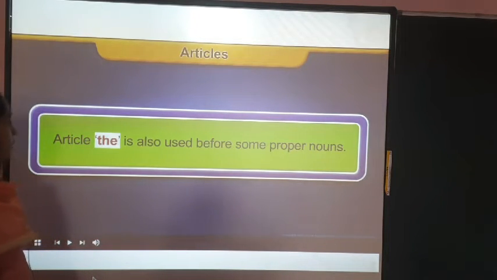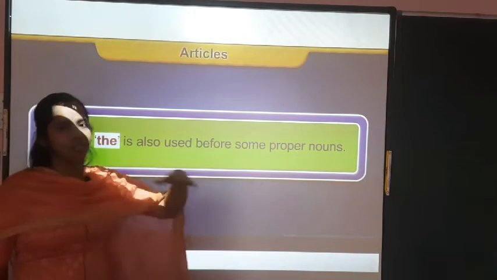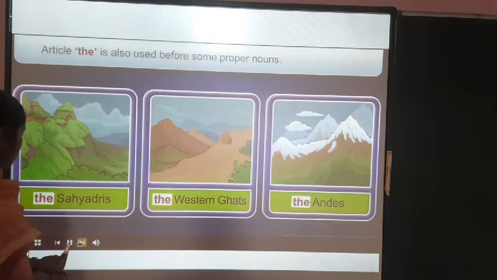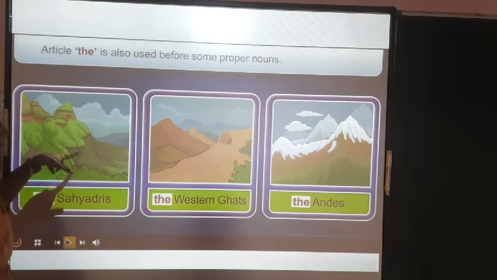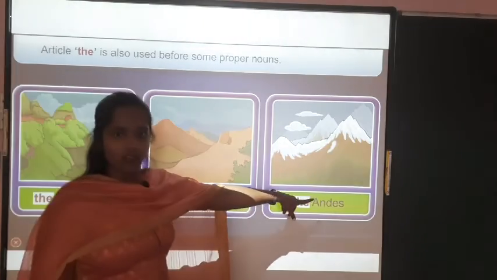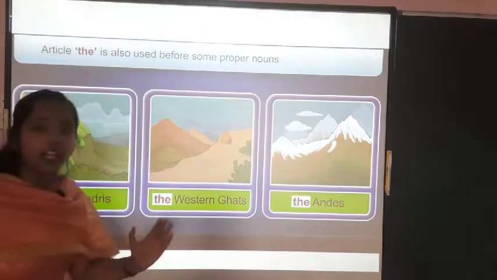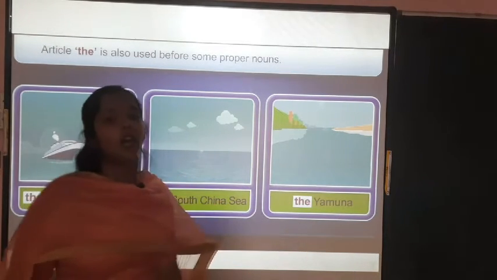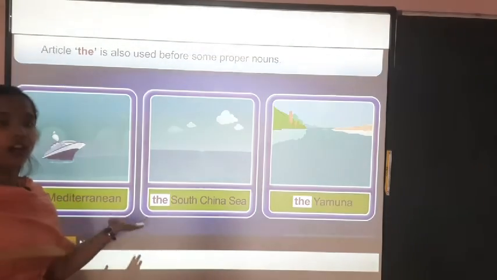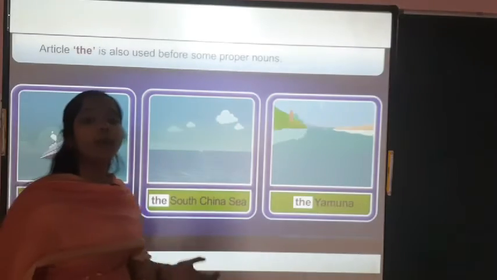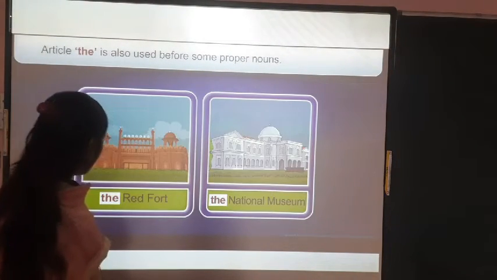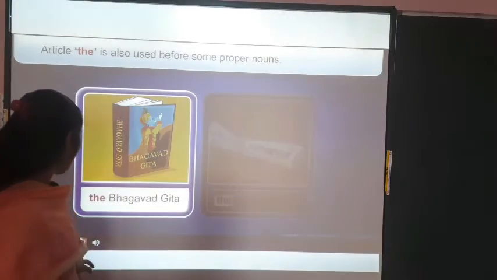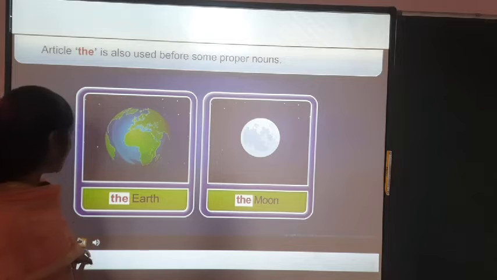Now the is also used before some proper nouns. I was telling you about common nouns, and this is about proper nouns. The Sidris, it is the name of a place. The Western Ghats, the Andes, these all are names of places, and the has been used here. The Mediterranean, the South China Sea, the Yamuna, these are names of places, rivers or oceans, and these all are proper nouns. Understood? See, the Red Fort, the National Museum, the Bhagavad Gita, the Indian Express. Indian Express is the name of a newspaper. The Earth, the Moon.